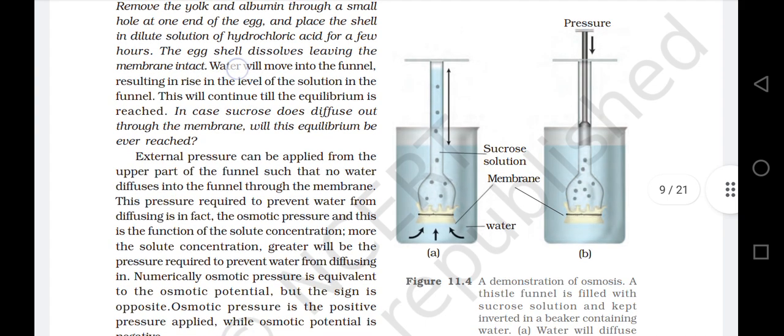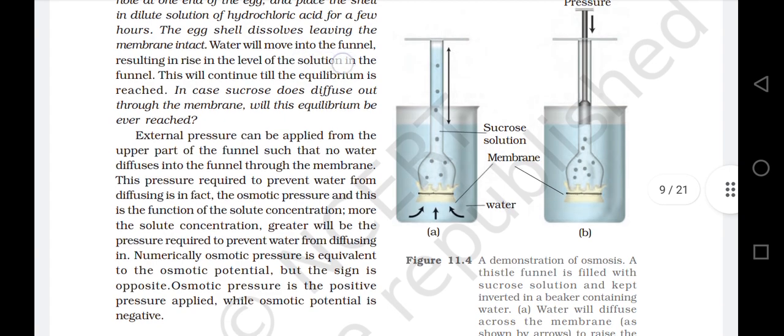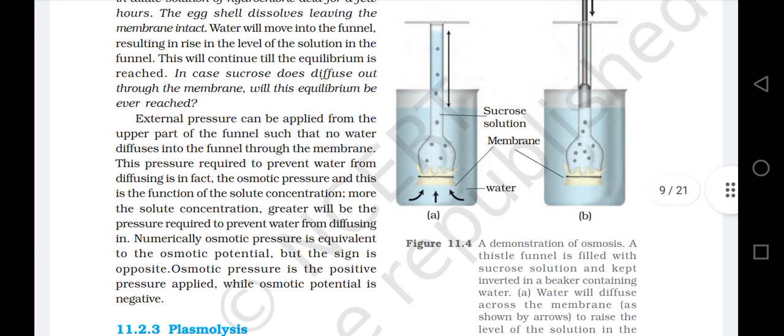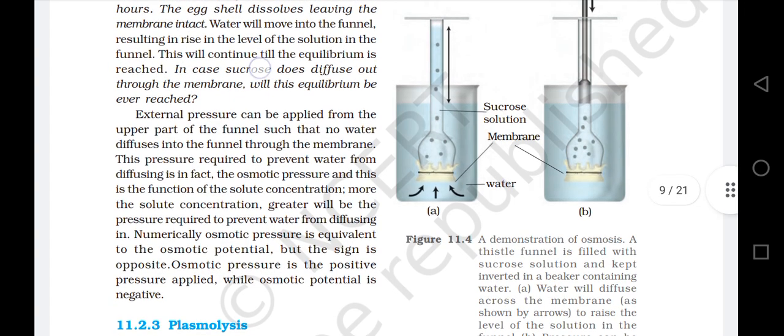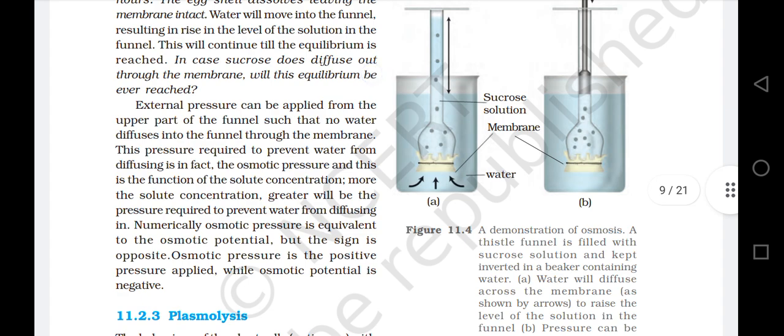Water will move into the funnel, resulting in a rise in the level of the solution in the funnel. This will continue till the equilibrium is reached. In case sucrose does diffuse out through the membrane, will this equilibrium ever be reached?